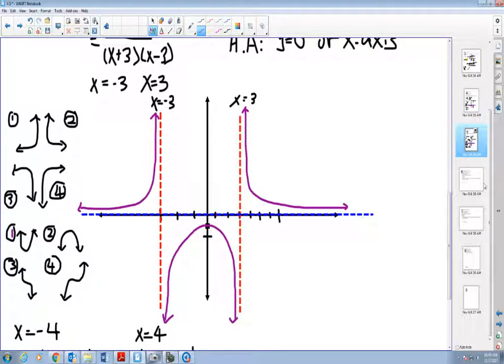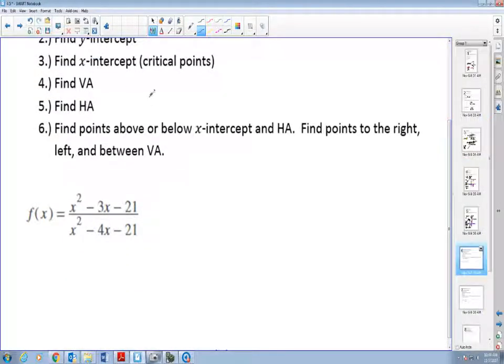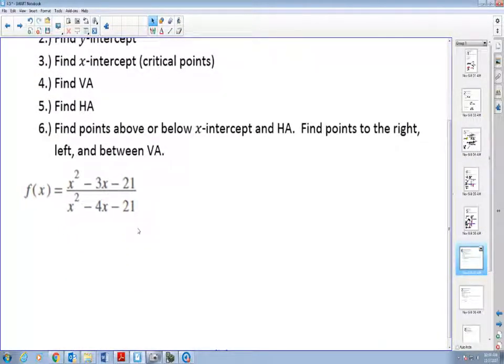Okay, alright. One more example. This one's a little bit of work. Y-intercept. If I plug in 0 for x in every single x I see, then I'll get negative 21 over negative 21, which tells me the y value is going to be 1. So my y-intercept is at 0, 1.